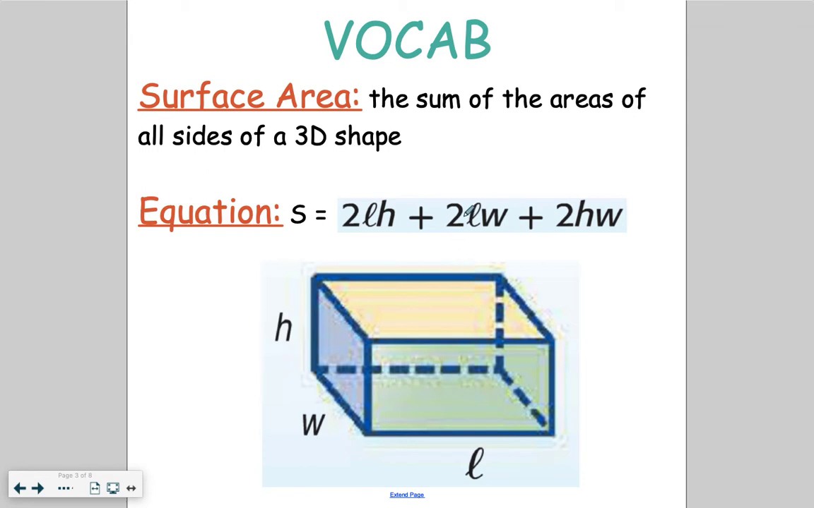The second part, 2 times the length times the width, is looking at the bottom and the top part. So we're trying to get the areas of the bottom and the top. And then the last part, 2 times the height times the width, is looking at this left side and then the right side. So we're adding up all 6 different parts using the formula, and that's going to give us the total surface area. Surface area meaning the amount, again, on the outside of any given shape.